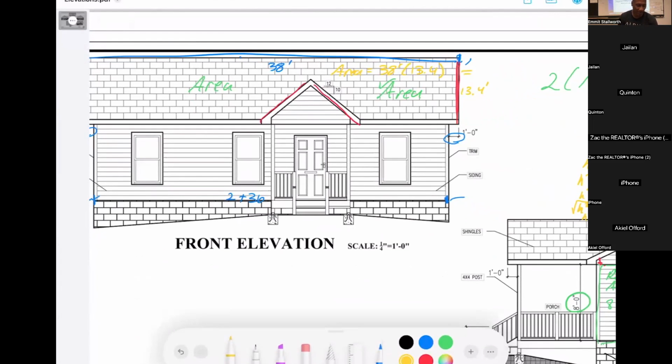the phone won't act right. Let's see, 13.4 times 38. That's gonna be 509.2 feet squared. I'm gonna multiply that by 2, which is gonna give me the front and the back. That's gonna be 1,018.4.